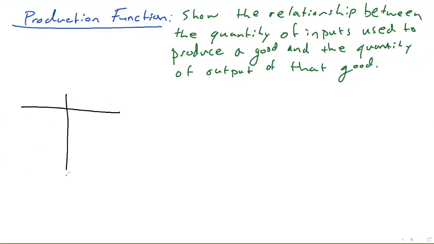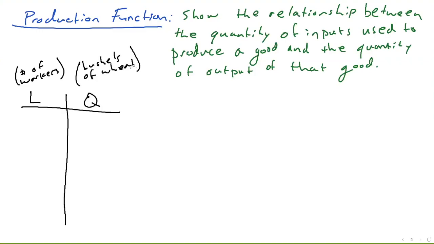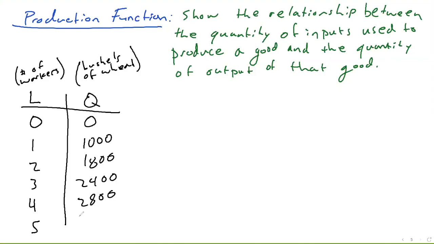Let's say we have a farm and we have labor. We'll call that L. This is going to be the number of workers. And our output, Q, which we'll say is bushels of wheat. So in the table form, the production function is just going to equate an output value with each value of labor. So if we have no workers, we get no output. We'll say one worker can generate 1,000 bushels of wheat, and so on. We can fill this out for some hypothetical values.